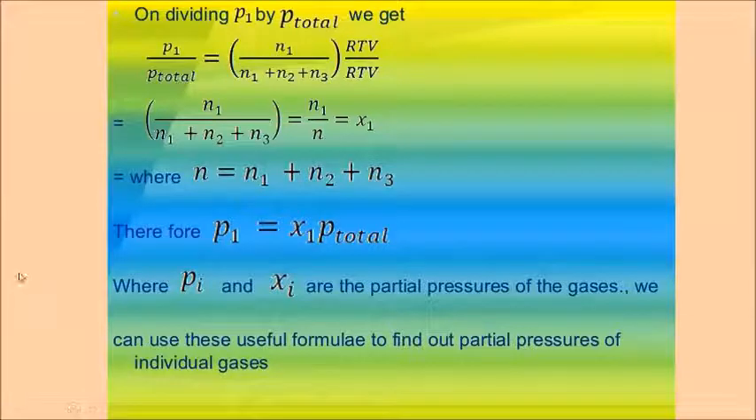And we know that P1 and X1 are the partial pressure and mole fraction of the particular gas. We can use this formula to find out the partial pressures of the individual gases. However many gases there are in the mixture, we can find out the partial pressure of each gas through this equation.